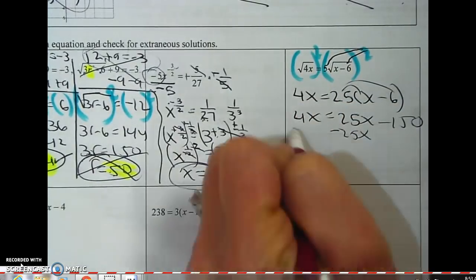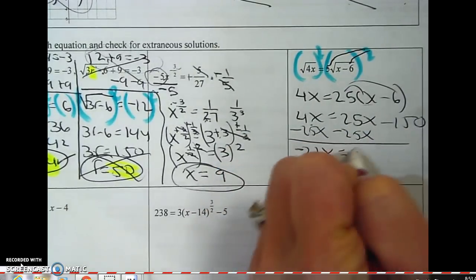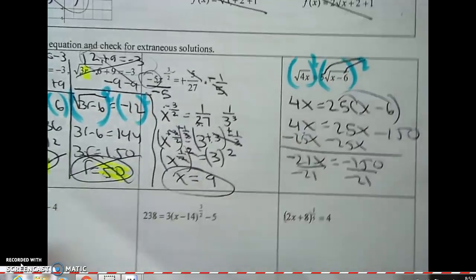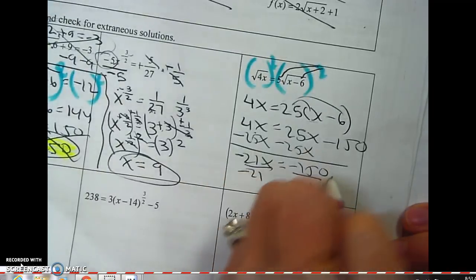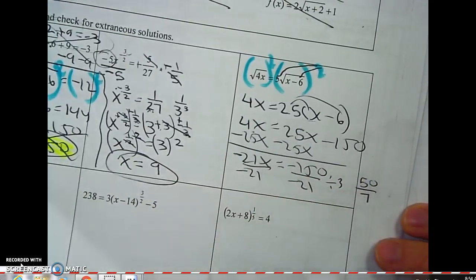Small x to big X, even though it's the bigger X, but you can't move this, so you're left with nothing. Divide by negative 21. A negative and a negative make a positive. I know that those numbers divide by 3, and that's 50 over 7.